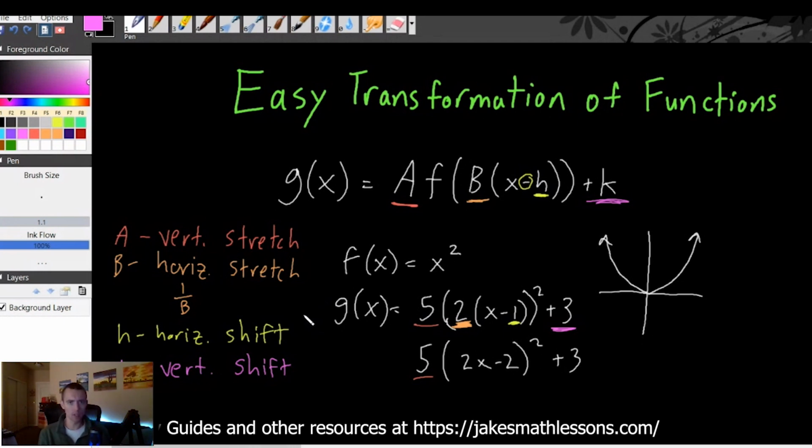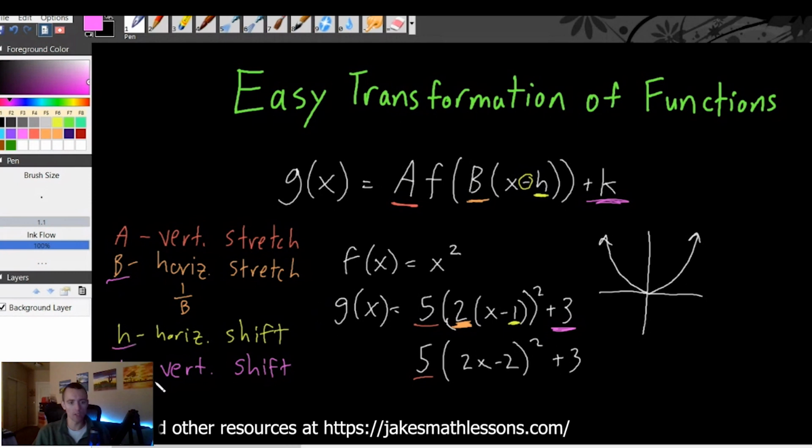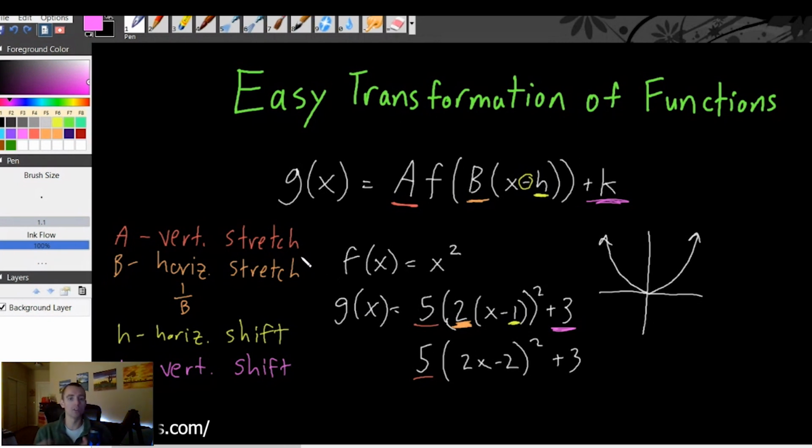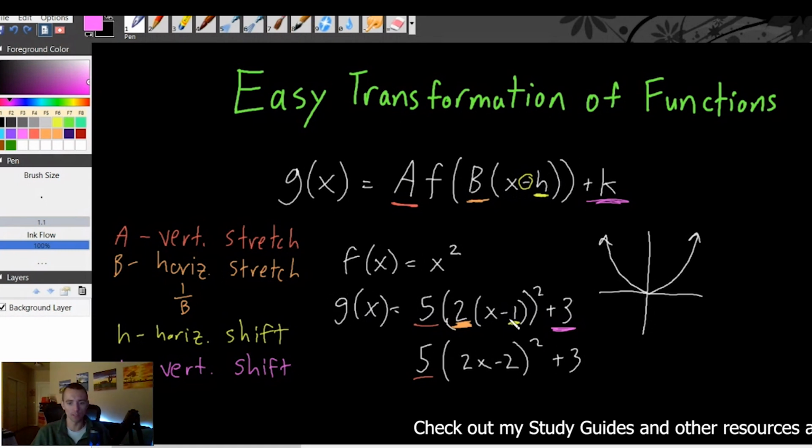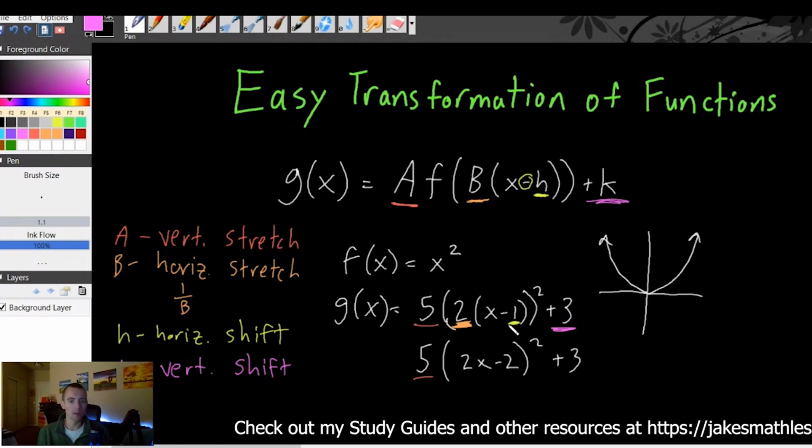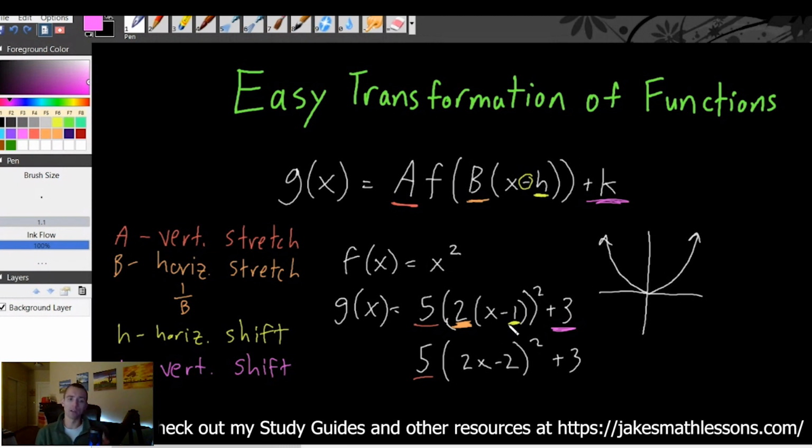The way I like to remember this is that your components that have to do with the horizontal direction, your B and your H, are going to behave the opposite of the way you would expect. When your B is greater than 1, you would think that it would stretch your function horizontally, but it does the opposite. It squishes it horizontally and makes it skinnier. Similarly, when you have x minus some number in here, like x minus 1, you're going to move in the positive x direction, to the right. So just keep that in mind.